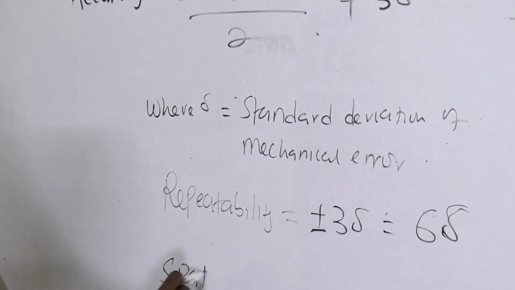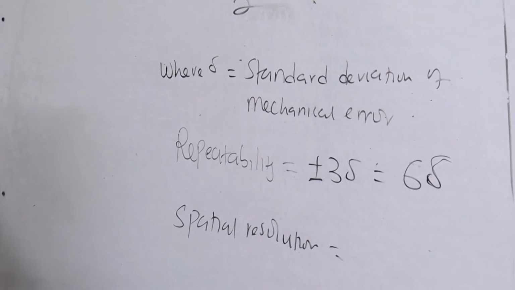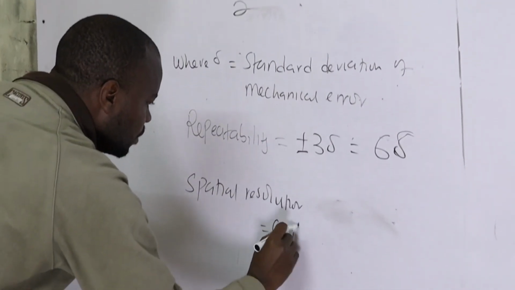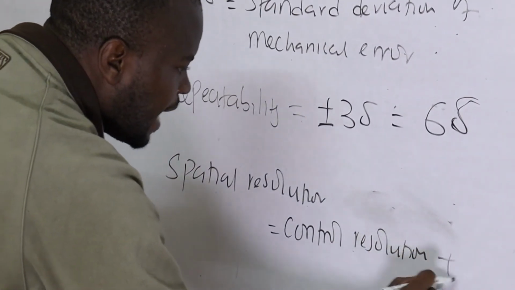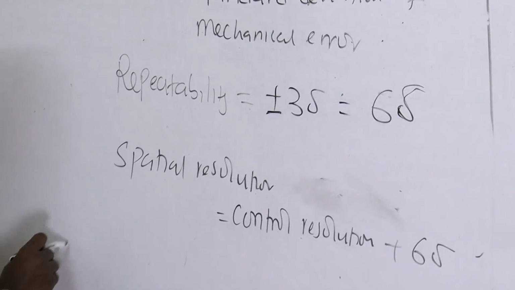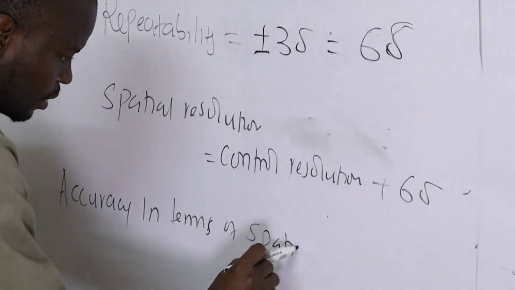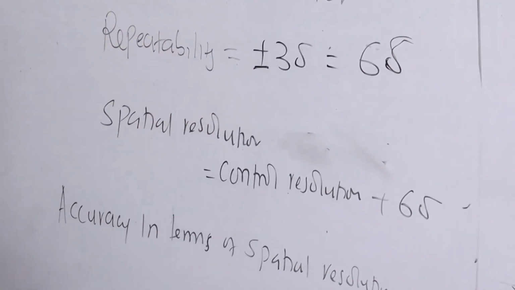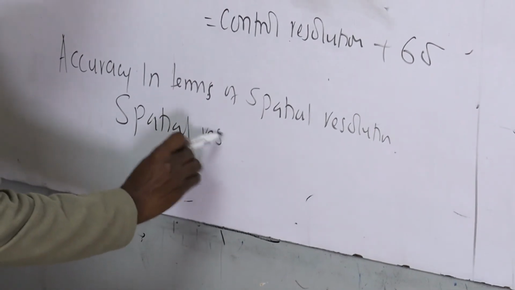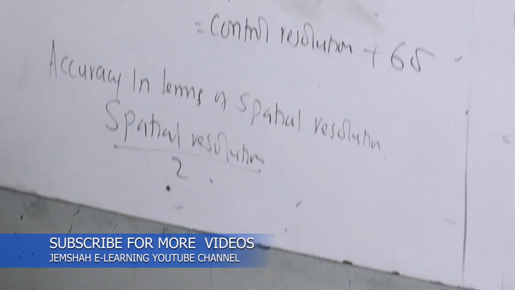Then the spatial resolution. For the spatial resolution, it will be given by the control resolution plus 6 sigma. Then we can also talk about the accuracy in terms of spatial resolution, and this will be given by the spatial resolution divided by 2. So those are some of the formulas that are very important.